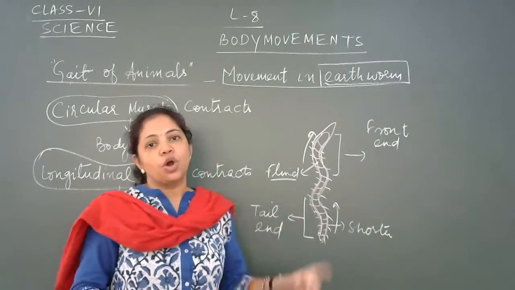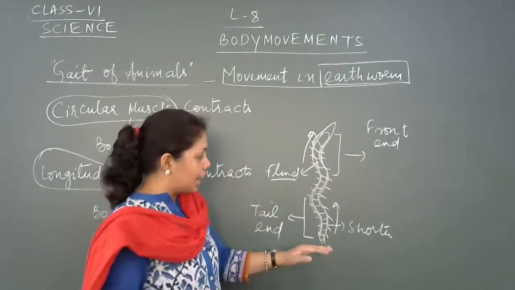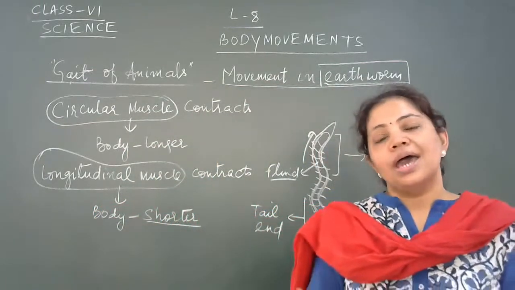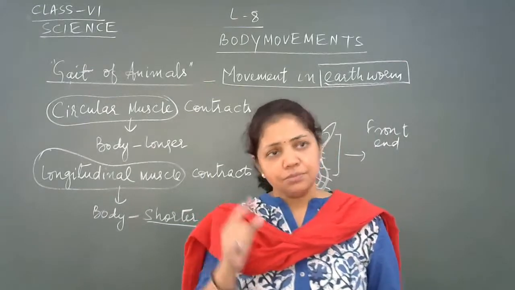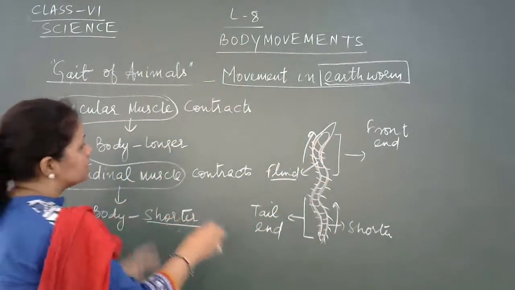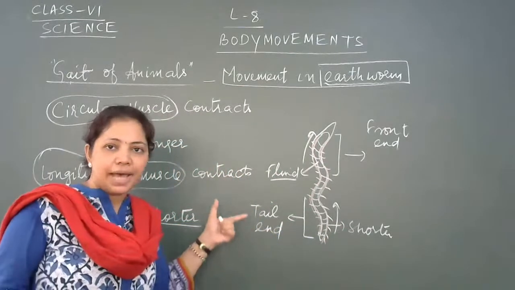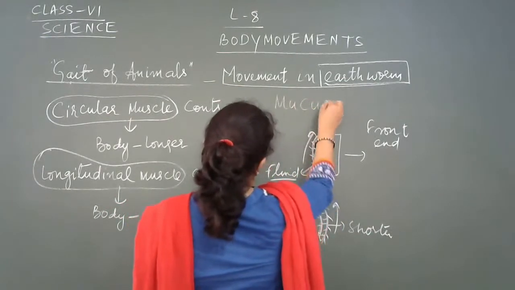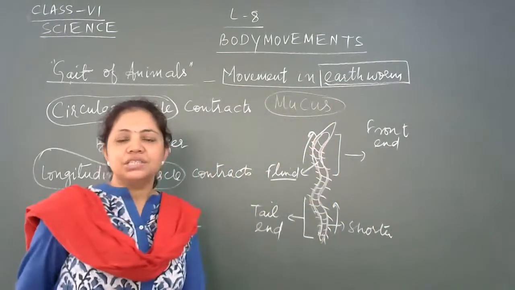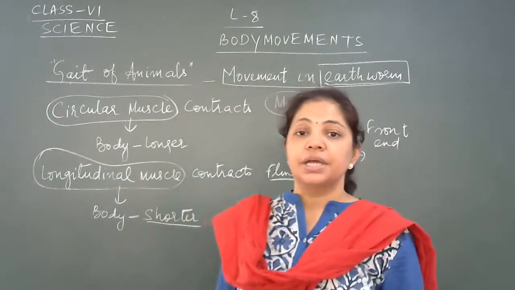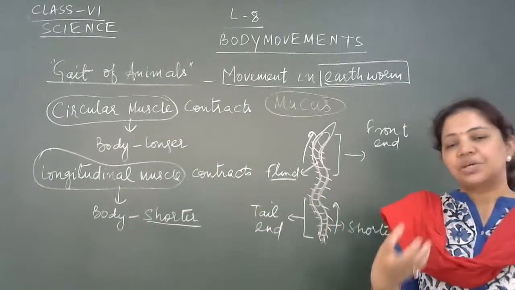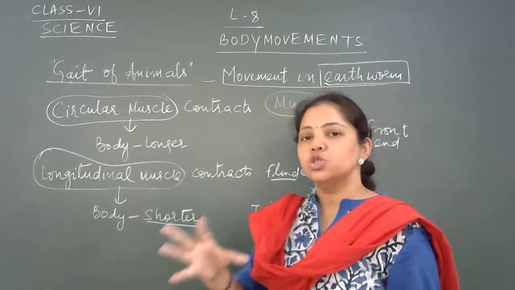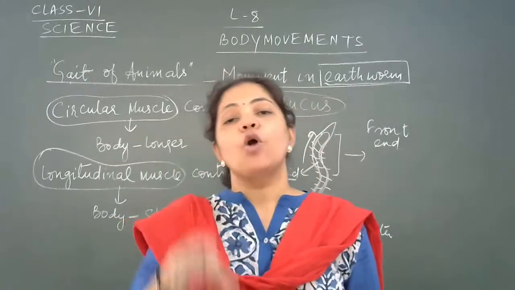And when they contract, its body will become shorter and shrink, and it is moved in the forward direction, right? So this is how an earthworm moves, right? Another thing, children, why are all these different body parts helping an earthworm to move? Earthworm also secretes a transparent liquid called mucus, and which also helps it to move in the forward direction.